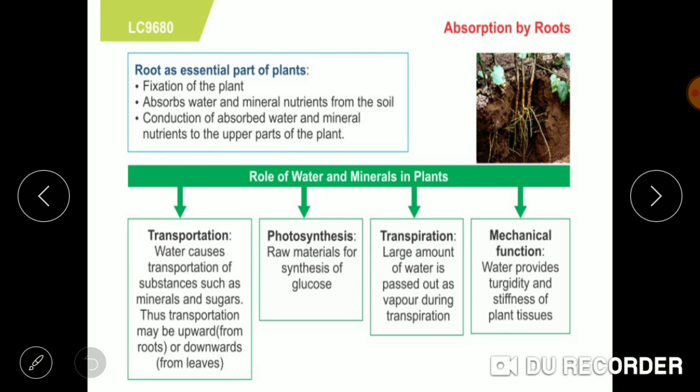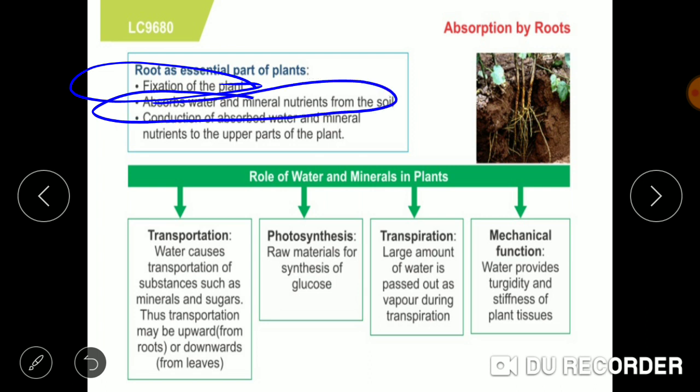Firstly, let us discuss the function of root in the plant. Root plays a vital role in the plant. It helps in fixation of the plant. It helps in absorption of water and minerals from the soil, as well as the transportation of this water and minerals to the upper parts of the plant. So we can say that the major function of root is the absorption of water and minerals for the plant.